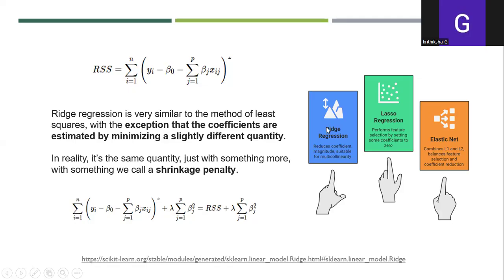Similar to ridge regression, we have lasso regression and elastic net, which are all regularization techniques. Ridge regression is used to reduce overfitting and also handles multicollinearity.